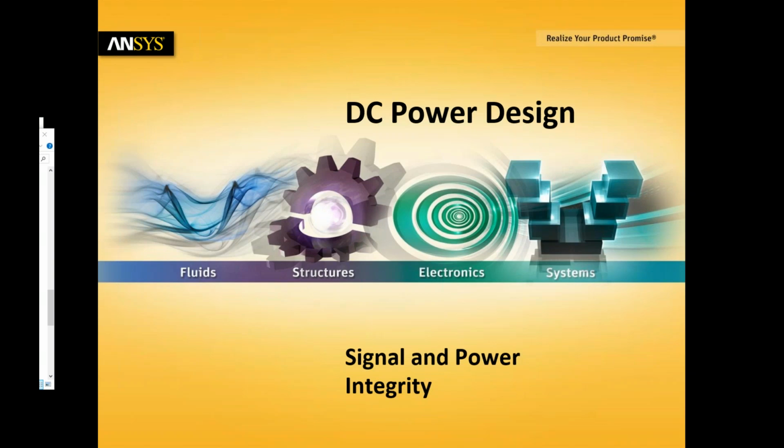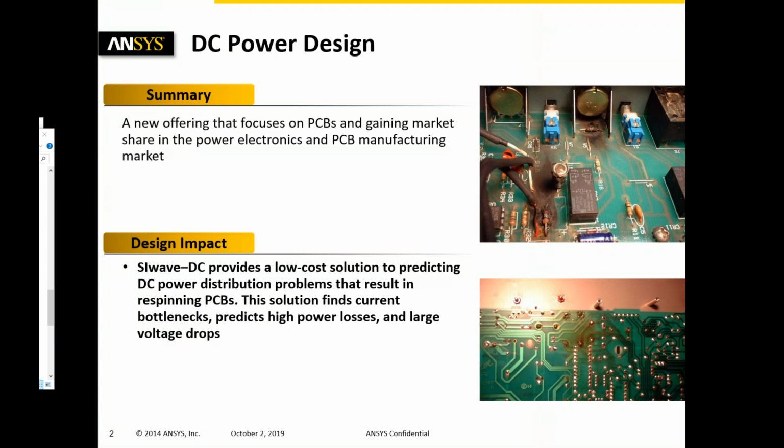So today's topic is about DC power design. Basically, it's a new offering that focuses on PCBs and gaining market share in the power electronics and PCB manufacturing market. It is using the SI Wave DC tool, which gives you a low cost solution to predicting DC power distribution problems. The solution can find current bottlenecks, predict high power losses, and also large voltage drops.